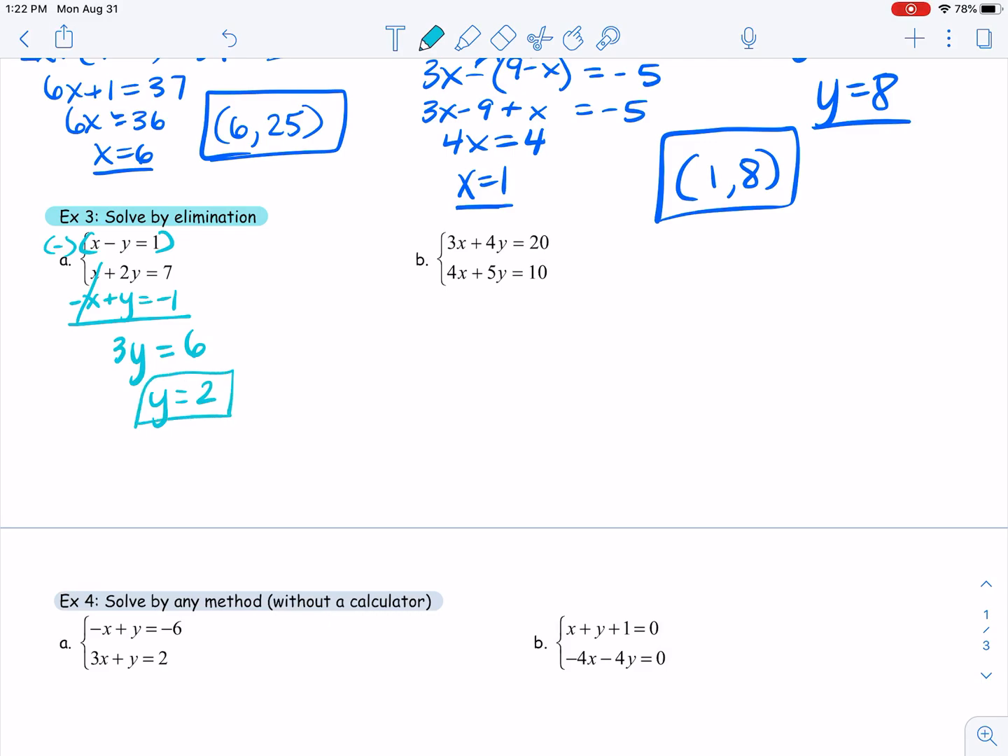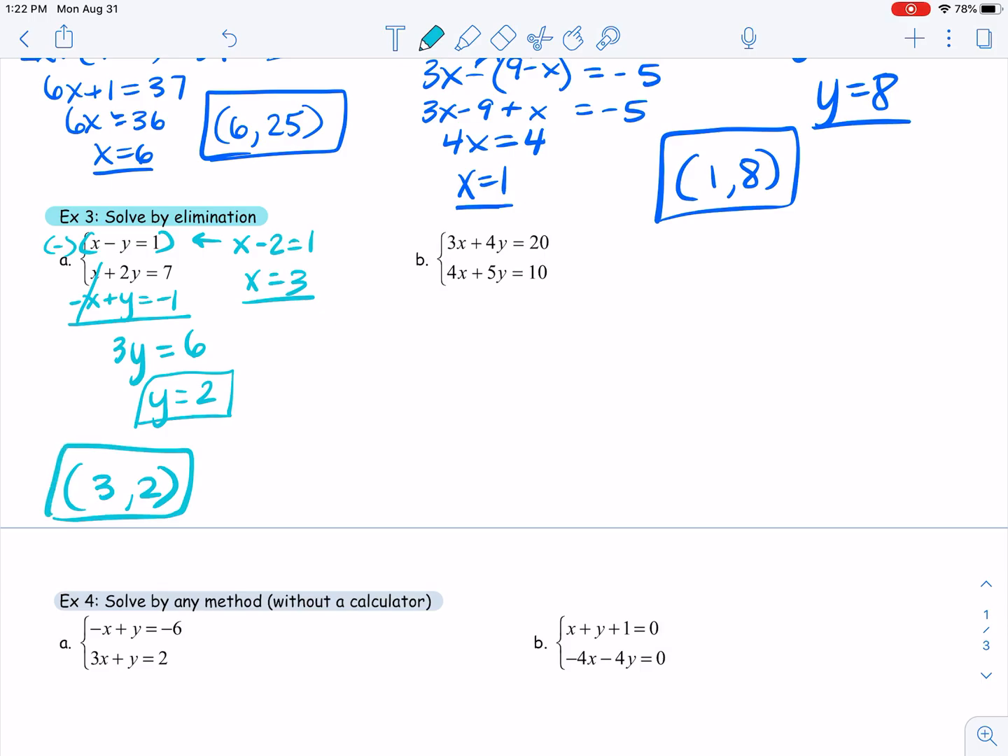I'm obviously not done. I can plug that y value into either equation and then solve for x. So let's say I plug it into this first one. That would be x minus 2 equals 1. Adding that 2 over, we would get x to be 3. So our answer is 3, 2.